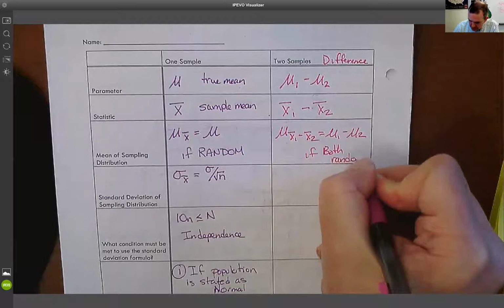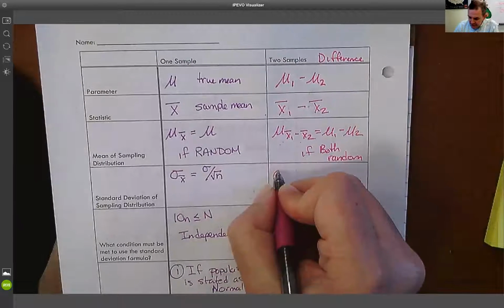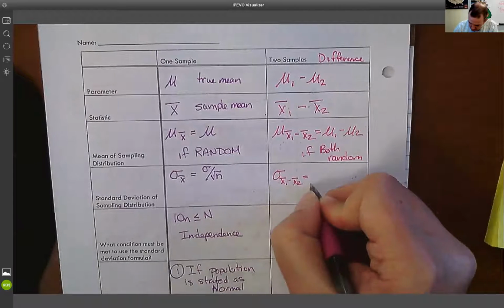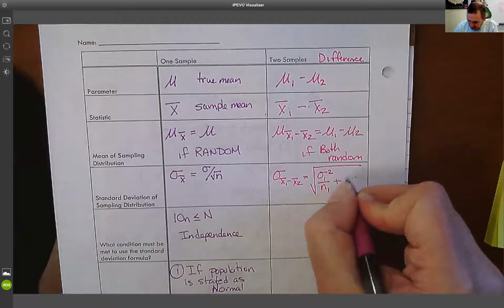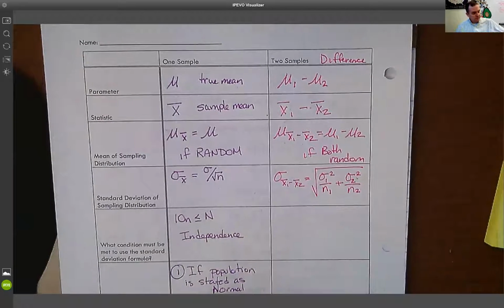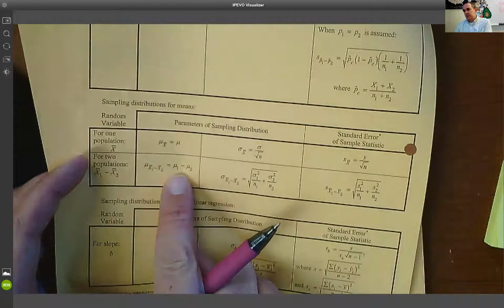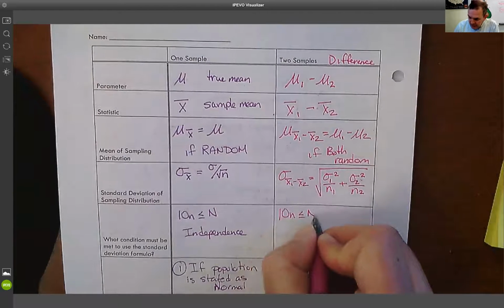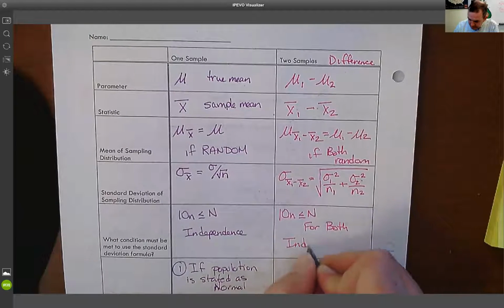So we have to check twice. It's 1 sample check once, 2 samples check twice. The standard deviation is going to be the following formula: the first standard deviation divided by its sample size, plus the second standard deviation divided by its sample size. Again, it's on your formula sheet, just so you know, right here, mean, standard deviation. And again, we're going to check 10n less than or equal to big N for both. And that's, again, our independence check.